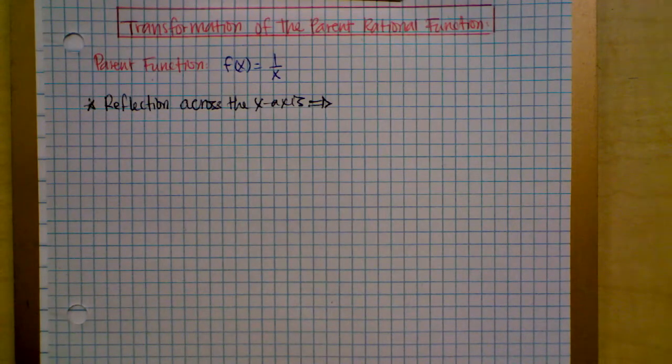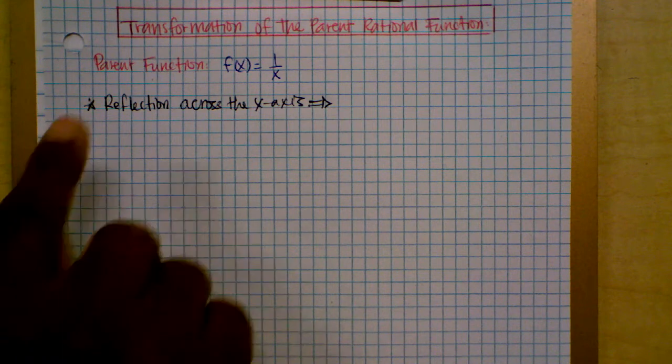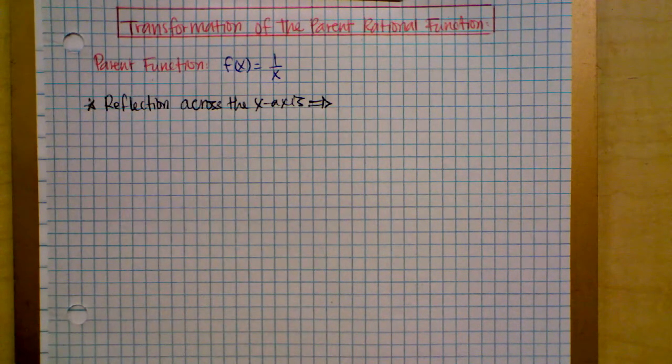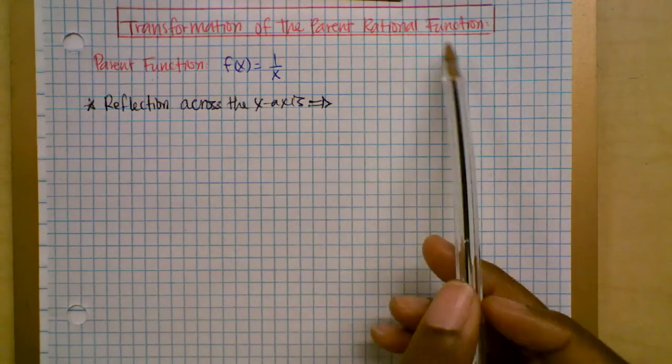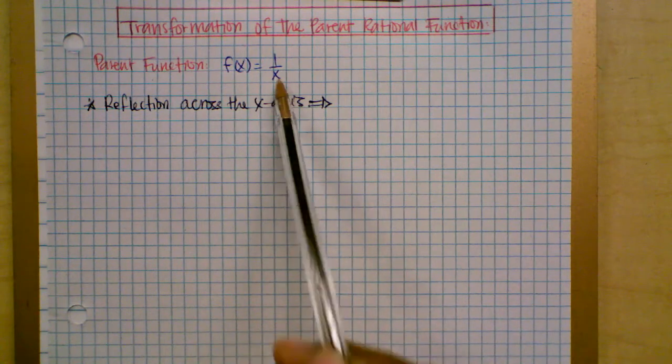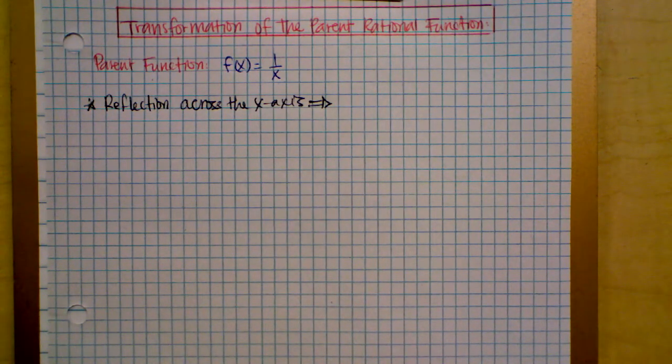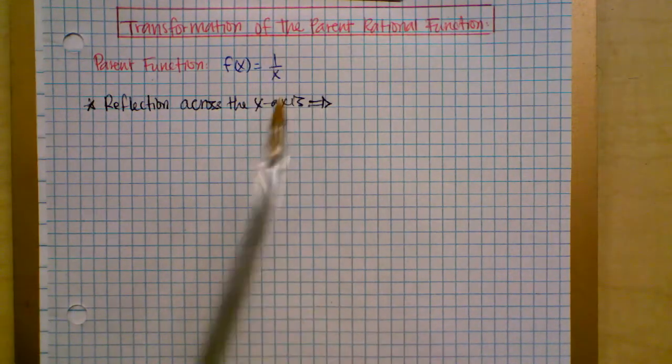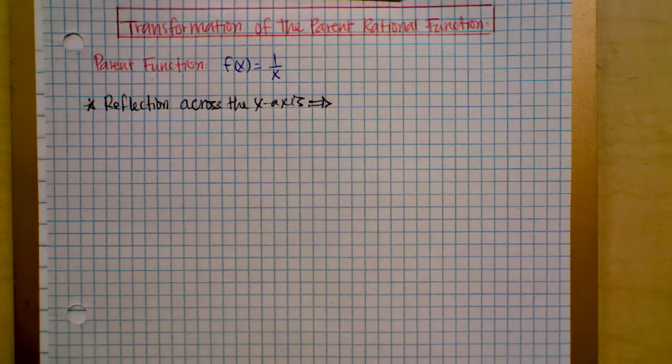Good morning, welcome back. In this video, I am going to describe one transformation that has occurred on the parent function. The parent function of all rational functions is the function f of x equals 1 over x. Why? 1 over x is the most basic, the simplest rational form. From this form, we can derive more complex ones by applying different kinds of transformations.